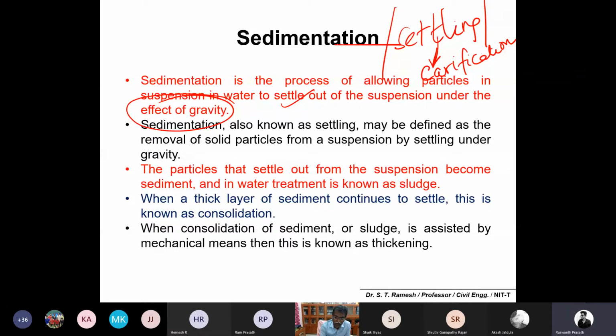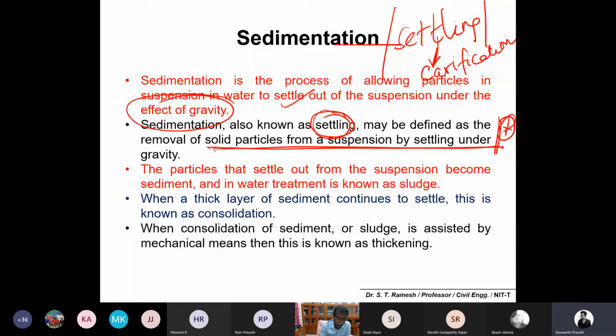You need not remember individual statements or definitions. You can remember sedimentation, or otherwise called the settling process. The particles that settle out from the suspension become a sediment, and in wastewater treatment it is known as sludge.